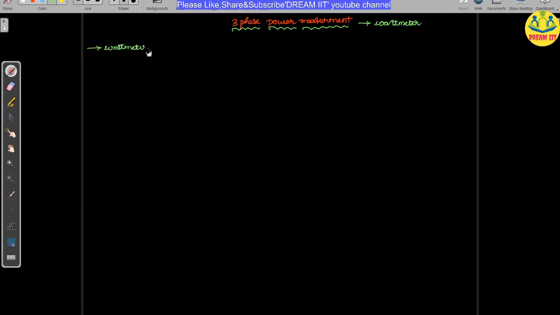meter components? In a watt meter there are two coils. One is the current coil, another is the voltage coil. This current coil will be in series with the load, and this voltage coil is in parallel, that is, across the load terminals.